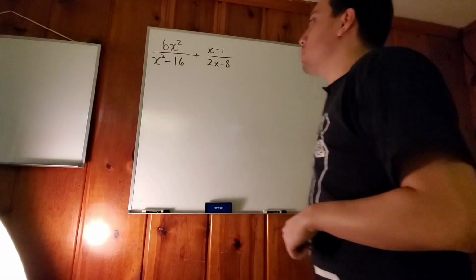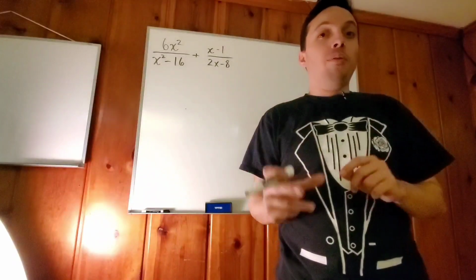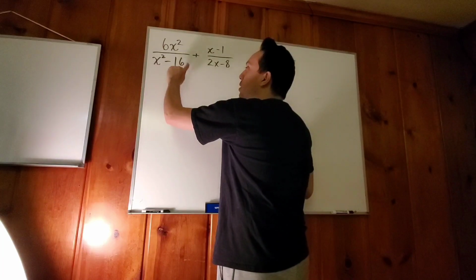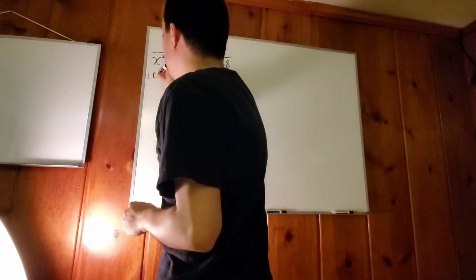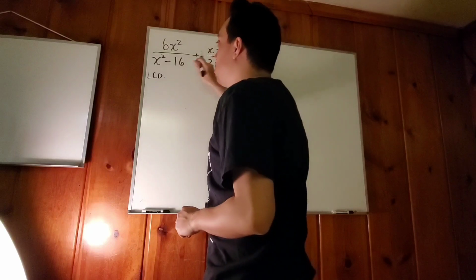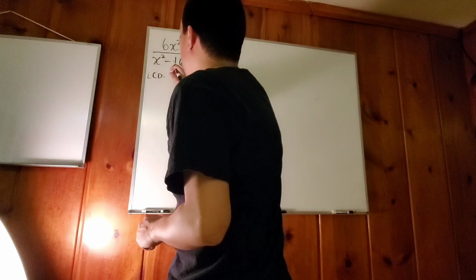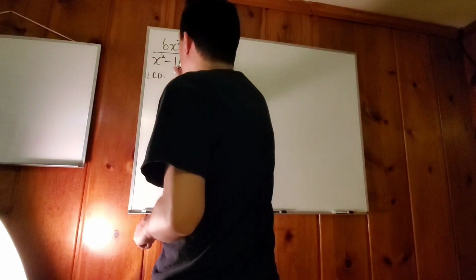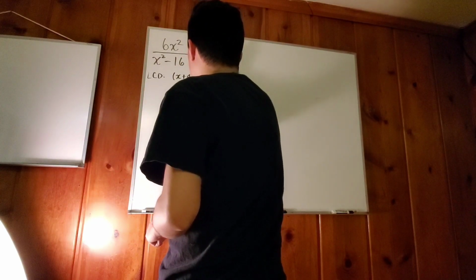All right, as you can see, I had to make some modifications to help with the glare, because it's really important that you can see what I'm doing here. In here I have x squared minus 16, again, difference of squares. The first step when we have to add or subtract rational expressions is to find the least common denominator. So x squared minus 16 is going to be part of the LCD. It's going to be x plus 4, x minus 4.